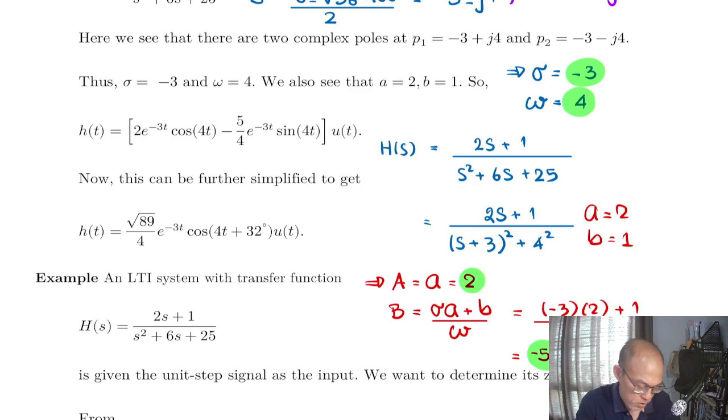You can pull e to the minus 3t out, right? And then you combine 2 and minus 5/4 using phasors. Okay, they are perpendicular to each other, so you use the Pythagoras on them, and you're gonna get square root of 89 over 4, and then the angle between them is 32 degrees. So you can write down H(s) in this form.